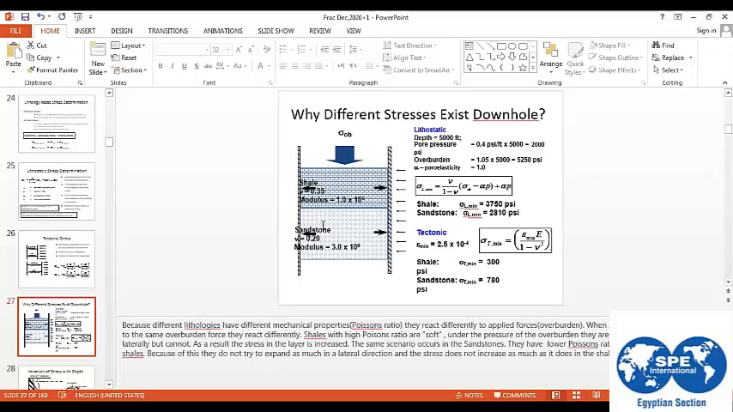Ahmed Kamil is asking, could you illustrate with real data logs how to get raw properties such as Poisson ratio and Young's modulus? I can show you something, but not today. I can prepare this tomorrow.